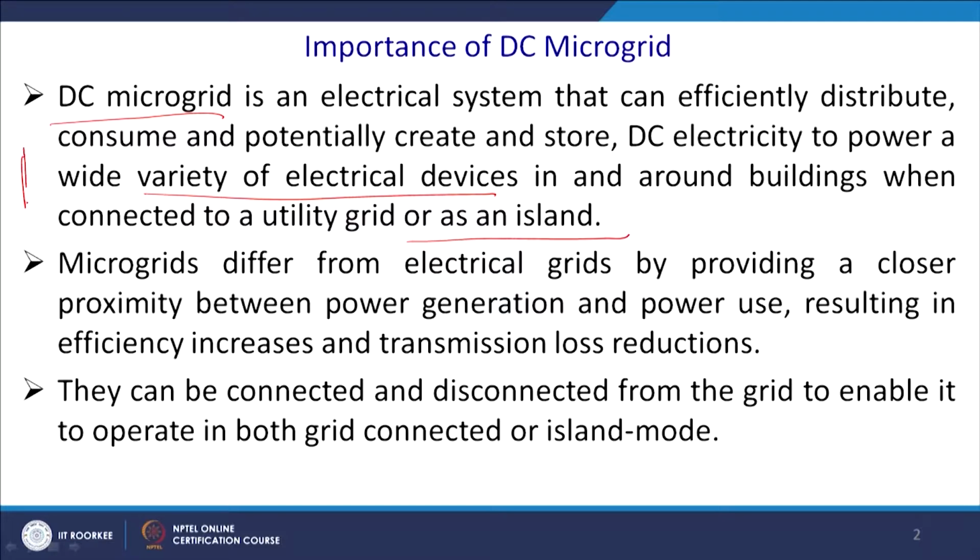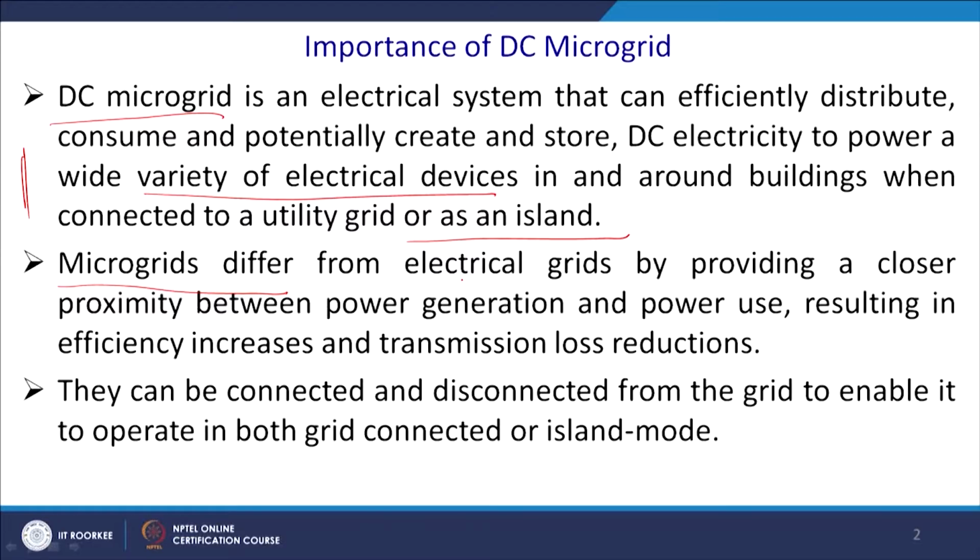This is one of the entities, and with the penetration of solar and storage devices like batteries, it is better to have a direct DC to DC conversion instead of multiple point conversions of AC to DC or DC to AC. The microgrid differs from the electrical grid by providing close proximity between the generator and the power use, resulting in increased efficiency and transmission loss reduction.